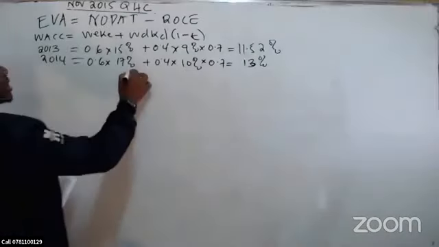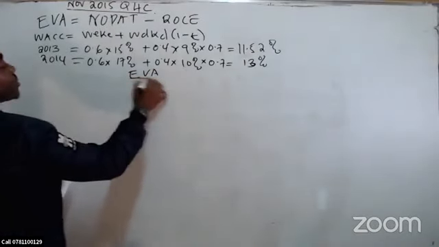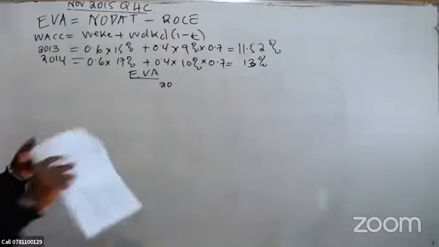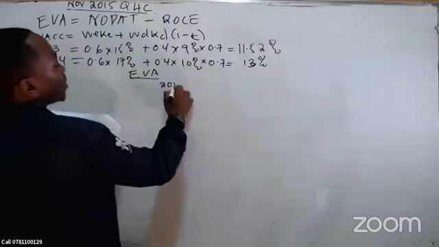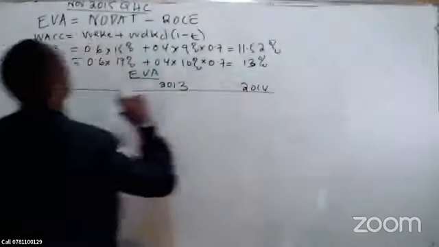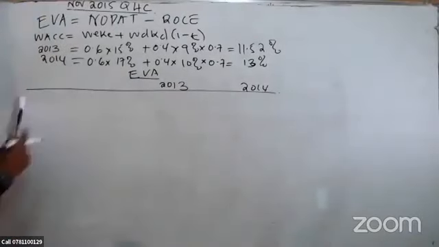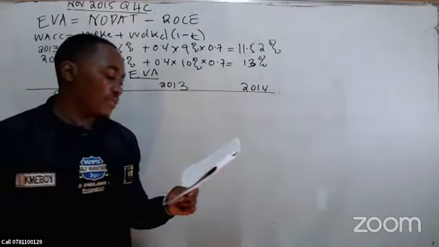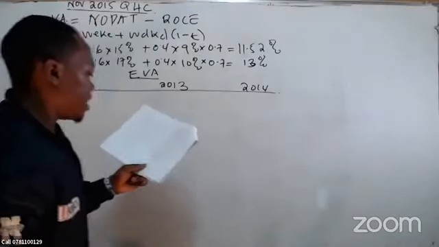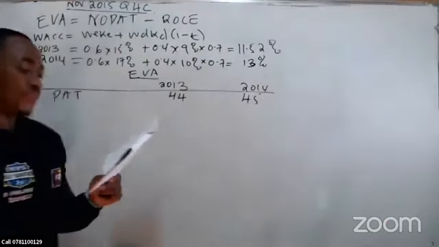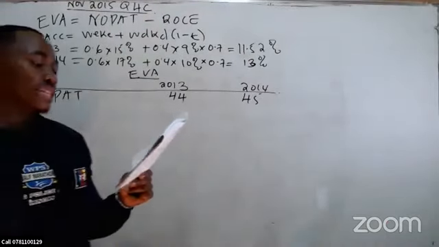So now let's continue then. Now let's determine the EVA. In this case, we have year 2013, 2014. We have said that to get the EVA, you take the NOPAT. So you take profit after tax. For 2013, it was 44. This one was 45. That was the profit after tax.